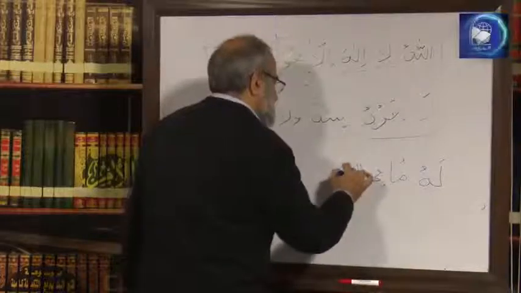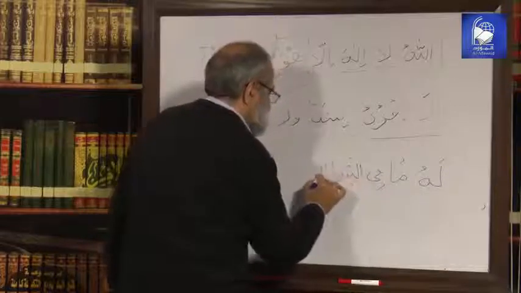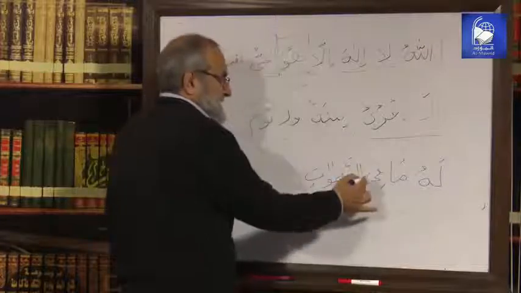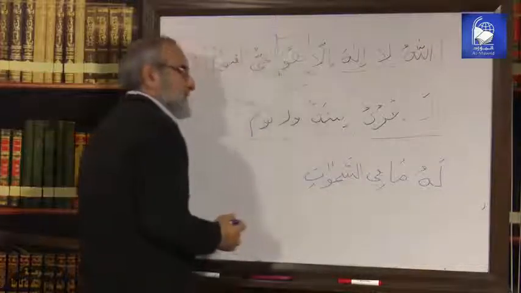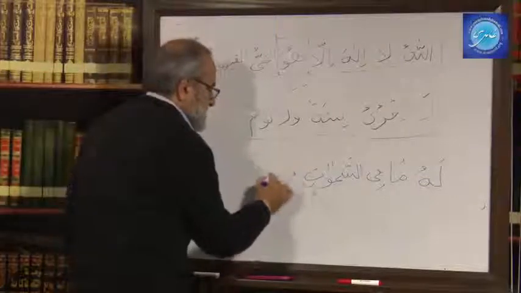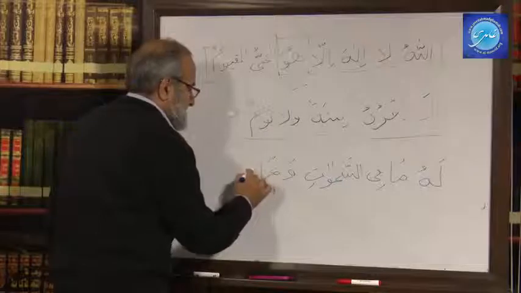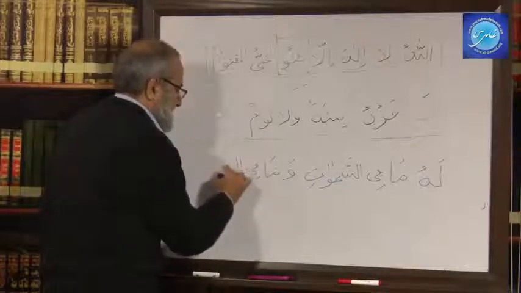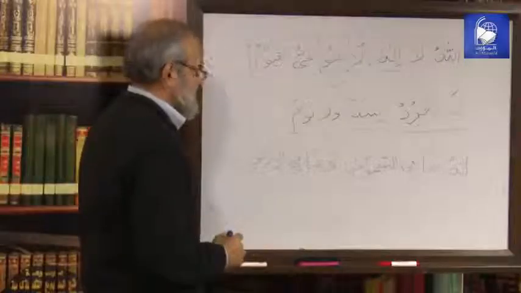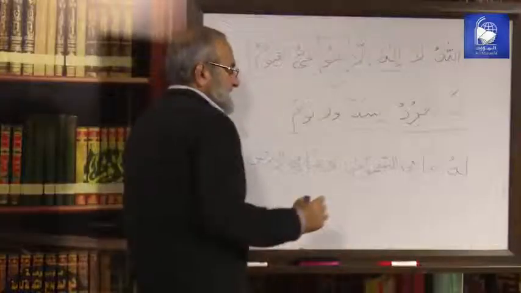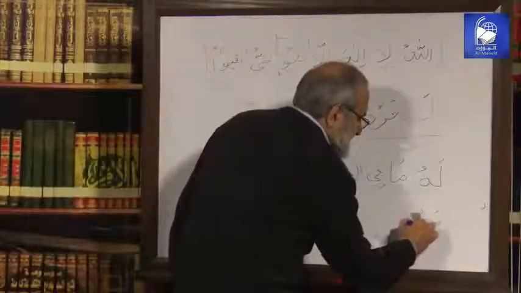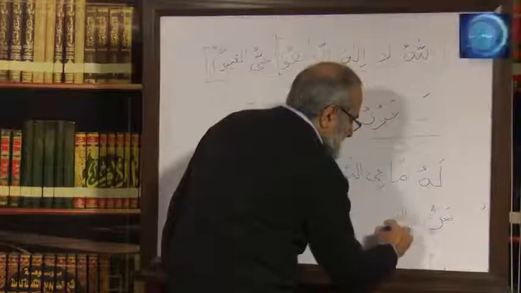To him belongs everything, whatever is in the heavens. Now, fi is harf jar, and therefore as-samawat is taking jar. Lahu ma fis samawati wama fil ard, and whatever is in the earth, al-ard. Therefore, understandably, ard is also taking jar. Man zallazi. Man, who is it? Zallazi, that.